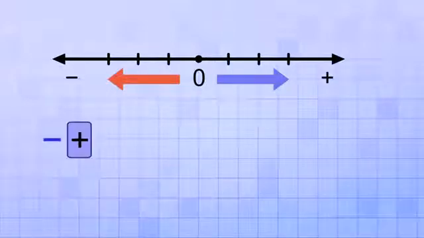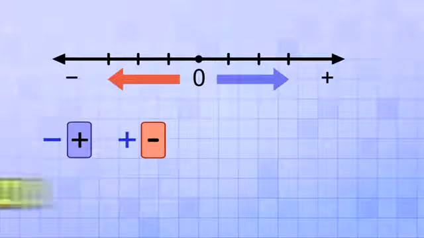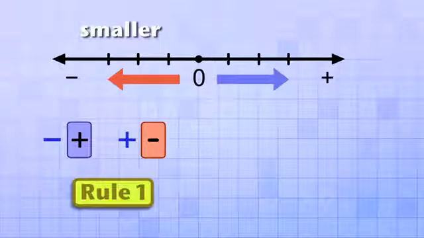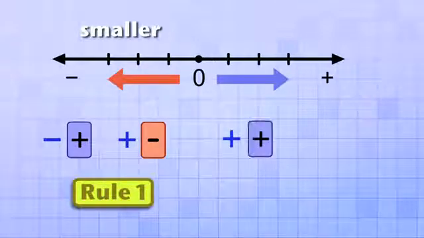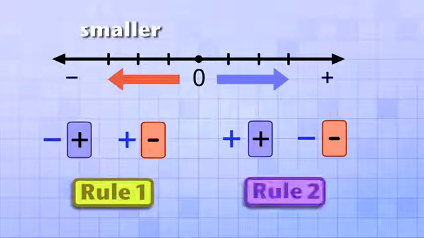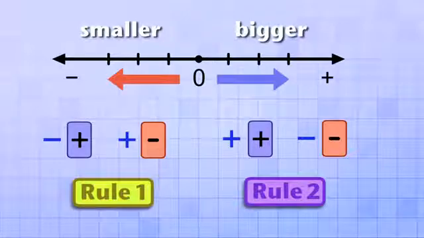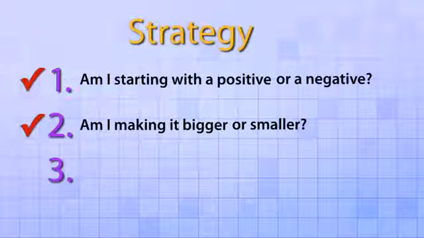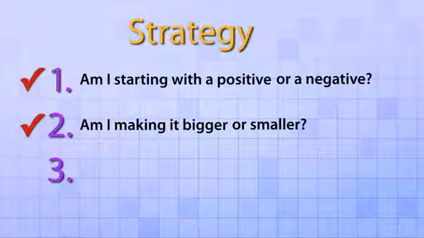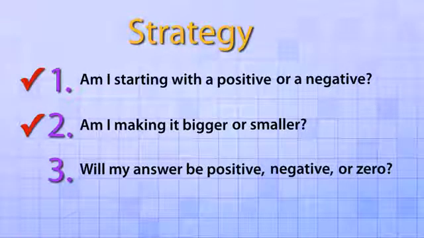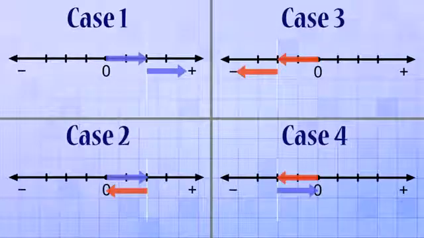If you're subtracting a positive or adding a negative, rule number 1, then you're making the value smaller, which is moving to the left on the number line. If you're adding a positive or subtracting a negative, rule number 2, then you're making the value bigger, which is moving to the right on the number line. And the last question that you need to ask is, will my answer be positive, negative, or 0? The answer to this will depend on which case you have and what values you're working with.